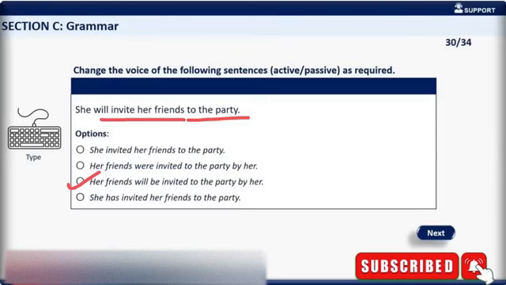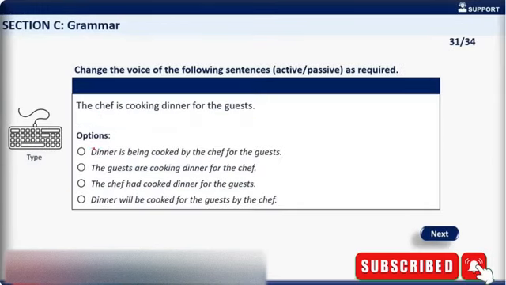Moving on to the next question now. The chef is cooking dinner for the guests. The options that we have are: dinner is being cooked by the chef for the guests; the guests are cooking dinner for the chef; the chef had cooked dinner for the guests; dinner will be cooked for the guests by the chef. The correct answer in this case is: dinner is being cooked by the chef for the guests.